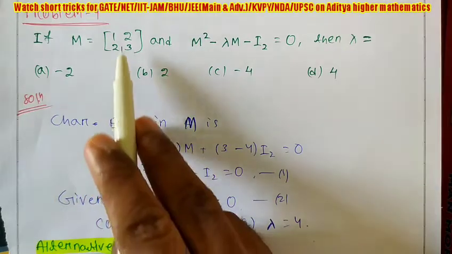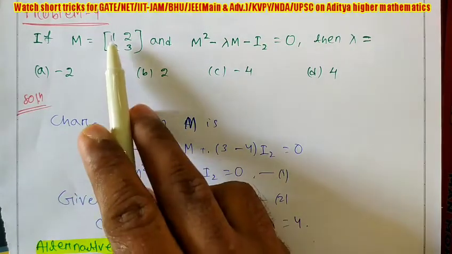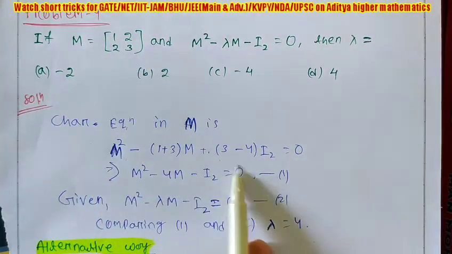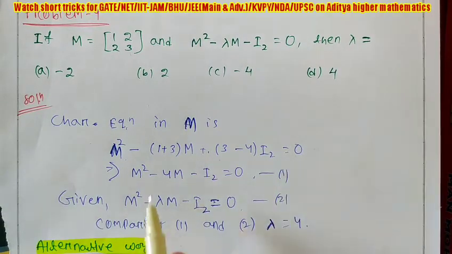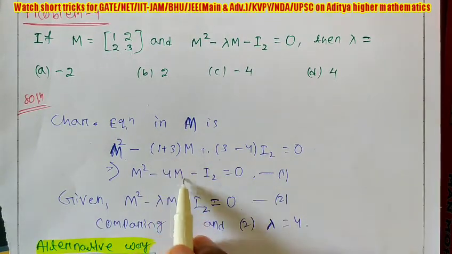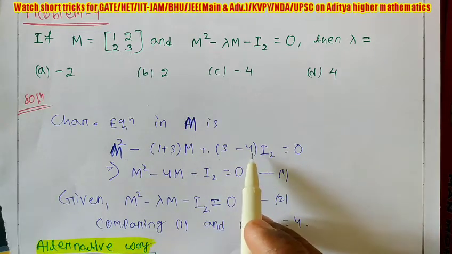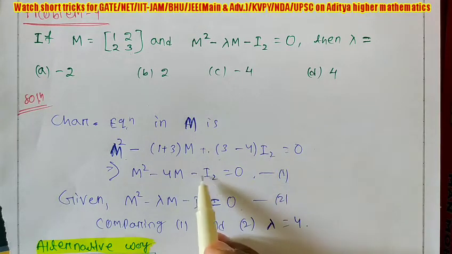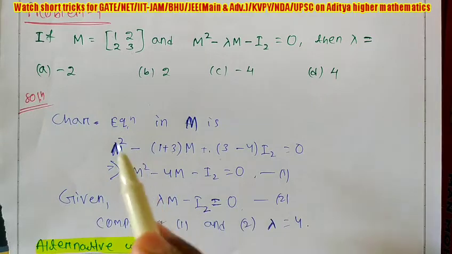M square minus the sum of diagonal elements, 1 plus 3 plus 3 minus 4, equal to 0. This is the 0 matrix, not 0. So M square minus 4M, and 3 minus 4 is minus 1, minus 1 multiplied by I2. So minus I2 is 0. This is the characteristic equation of the matrix.